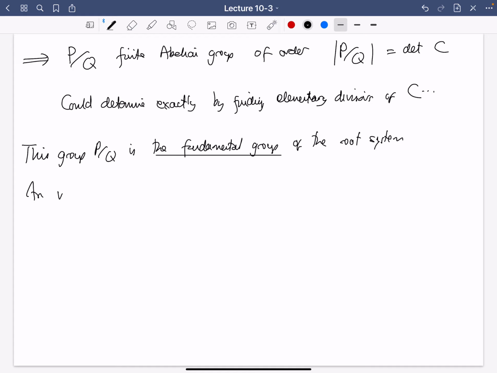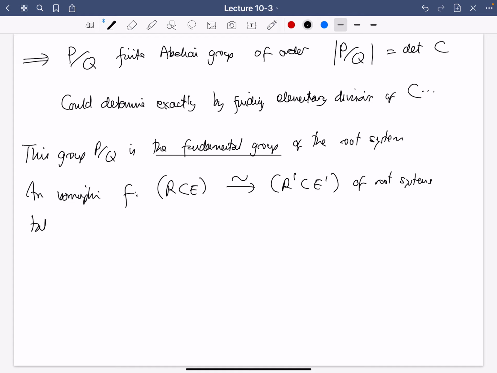An isomorphism between two root systems, in the sense that we defined it, takes the root lattice to the root lattice and the weight lattice to the weight lattice, so it induces an isomorphism between the fundamental groups. Okay, so that's kind of a basic invariant of a root system up to isomorphism.